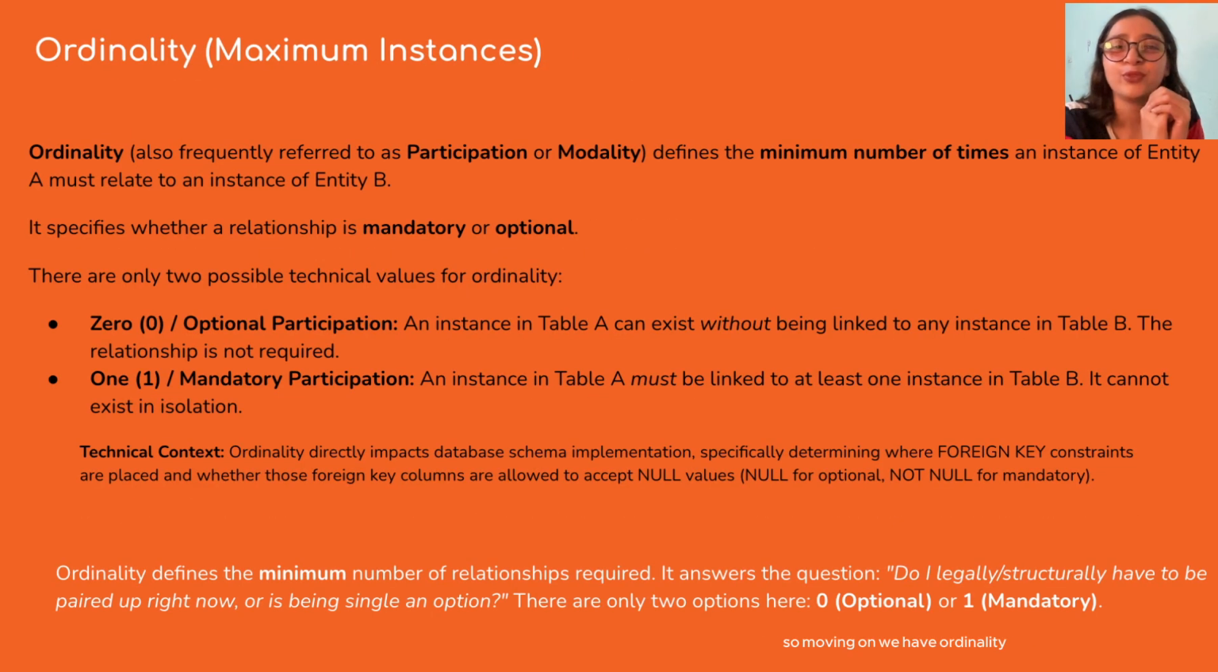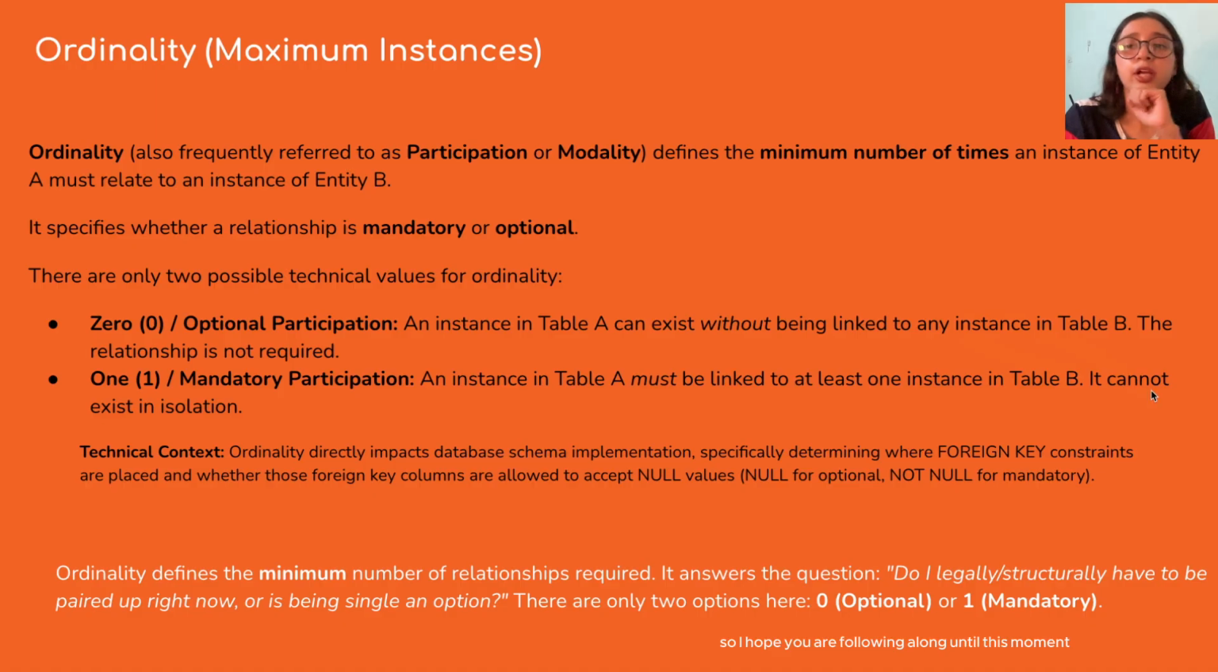So moving on, we have ordinality. It's about how many times an entity can participate with another entity. That means it's either mandatory or optional. The relationship is 0 or 1. For example, we have Facebook, right? Just because Facebook exists, it does not mean that everyone should have a Facebook account. Either you can have a Facebook account or you cannot. That's your ordinality. So either 0 or 1.